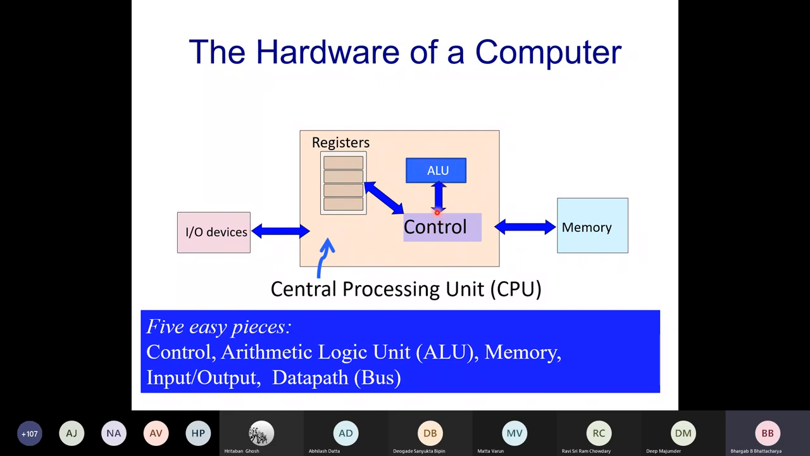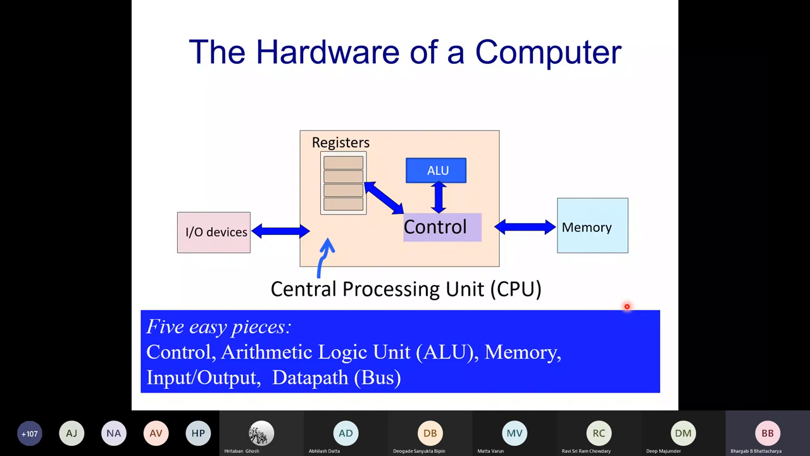So you need a very powerful and efficient arithmetic logic unit. You need a controller. This is a finite state machine, which takes care of controlling everything. You have registers, and of course you have memory. And obviously you need input-output devices in order to communicate with the system. So this part is called the central processing unit. And to start with, we just notice that the hardware comprises 5 easy pieces: control, arithmetic logic unit, memory, input-output, and data path. Right? These yellow lines, these blue lines.